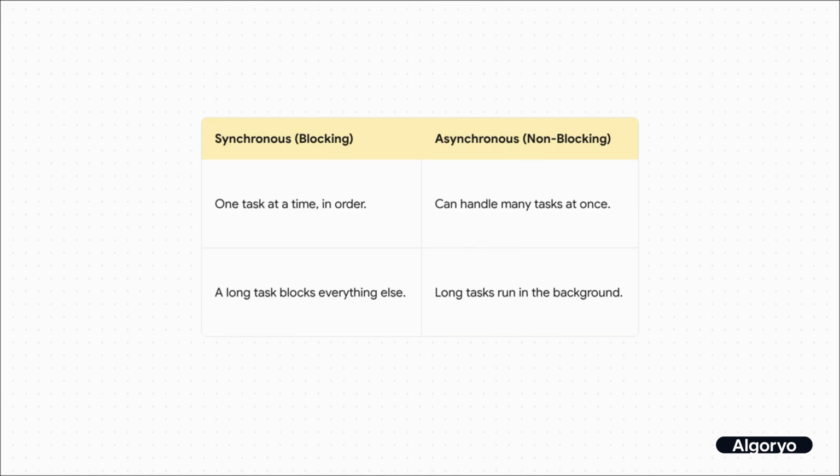So check this out. Most traditional code is synchronous. It's like a single-lane road. If one car breaks down, what happens? Total gridlock. Everything stops. Node.js, on the other hand, is asynchronous. Think of it like a multi-lane superhighway. If a slow task comes along, like, say, asking a database for some information, Node doesn't wait. It just says, hey, move over into this other lane. I'll come back for you when you're done. And all the other traffic just keeps flying by.